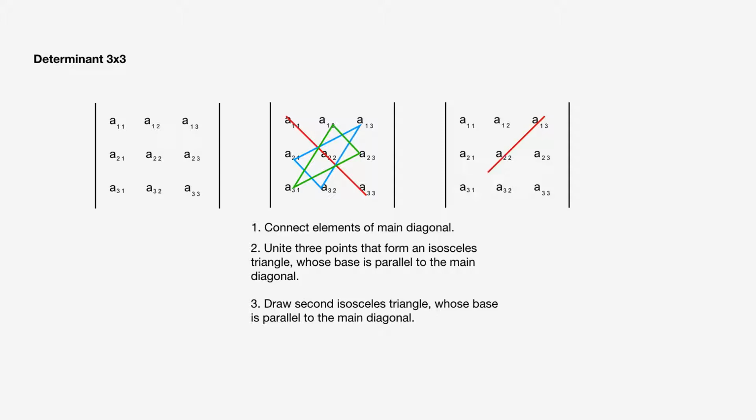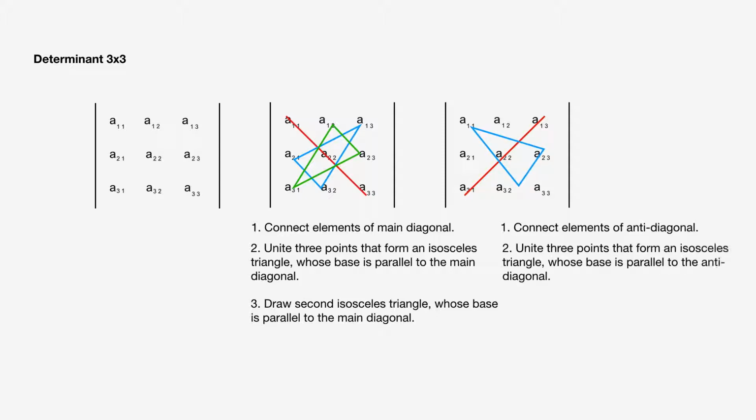For the second part we need to connect elements on the antidiagonal. Sometimes it is called the counter-diagonal or secondary diagonal. Draw the first isosceles triangle whose base is parallel to the antidiagonal. Draw the second isosceles triangle whose base is parallel to the antidiagonal. Multiply connected elements and write them with a plus sign. For the second part also multiply connected elements, but take them with a minus sign. Now you understand why this approach is named the triangular rule.